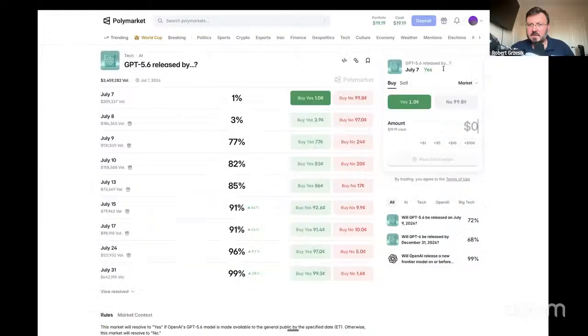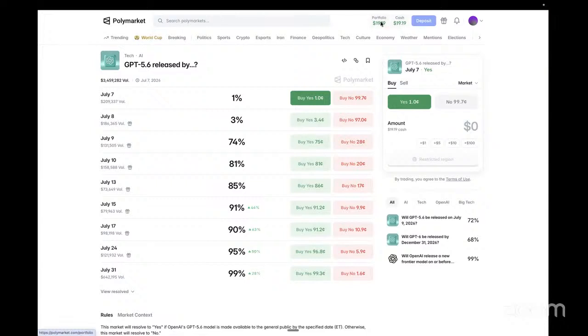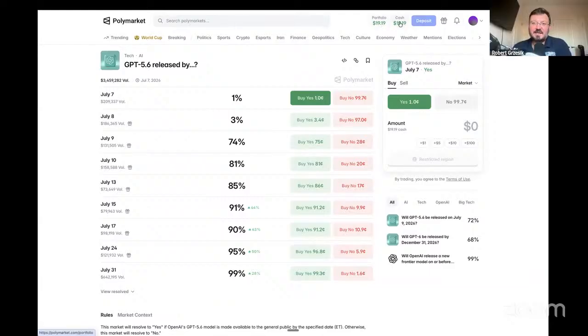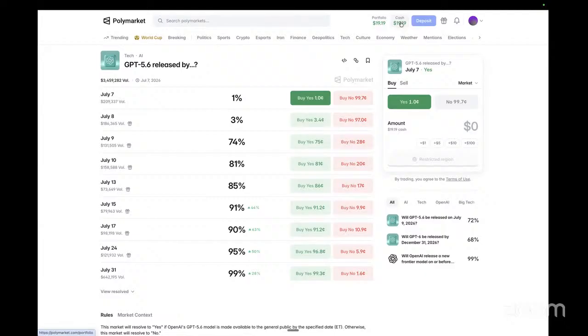Okay, and let's see. Oh, I actually think I made some money. Cool. Nice. I was down to like $5 and all of a sudden I have $20 in my account. So I think I won. Nice. So let's see what the heck happened here actually.